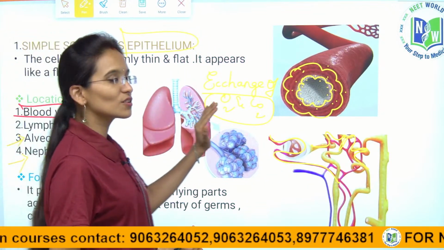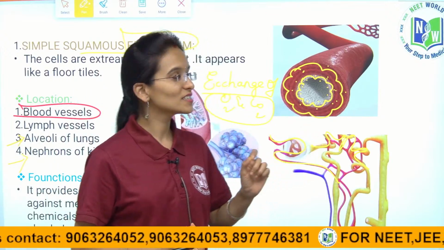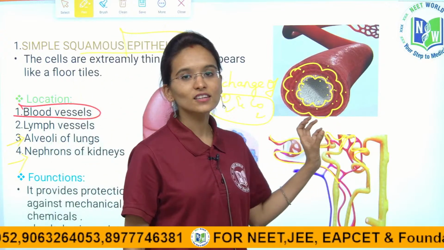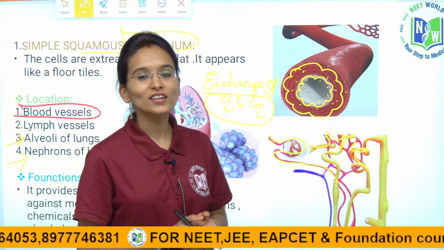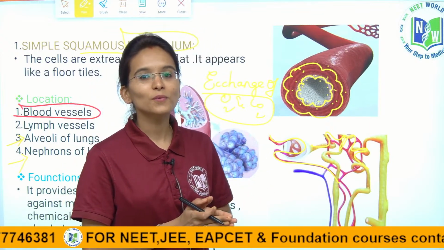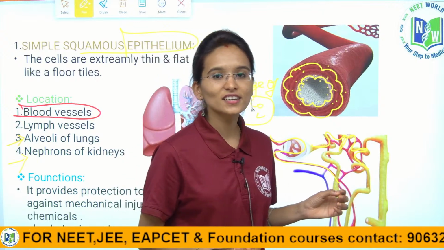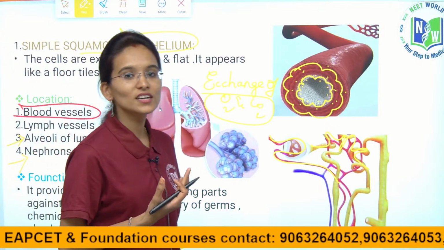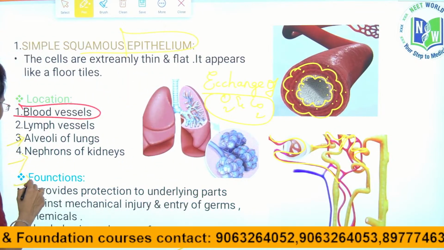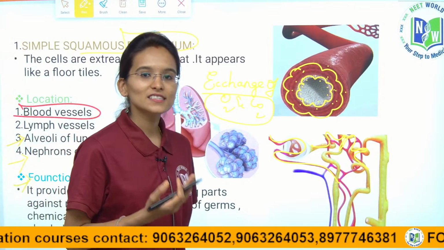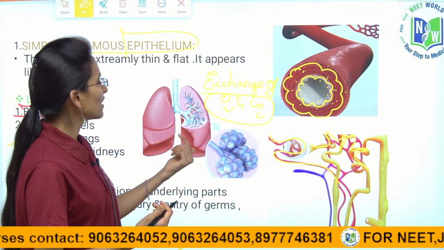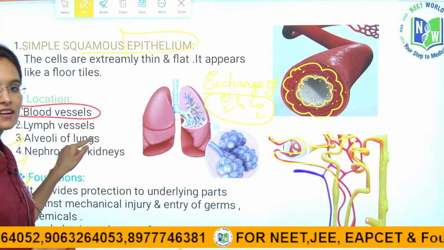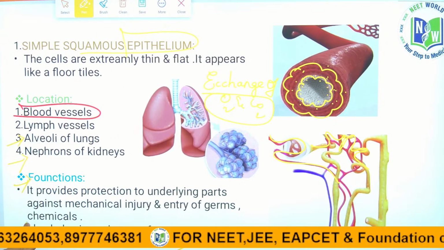I said that when you understand the location, then you can easily understand these functions also. I said that nephrons are the structural and functional units of the kidneys. What are the kidneys actually going to perform? They are going to perform the filtration. They are involved in the filtration of the urine, right. So, these nephrons are also going to be involved in the filtration of the urine. So, now in the functions we can write: it is involved in excretion, it is involved in filtration, and next it is also involved in the exchange of gases which takes place in the lungs.